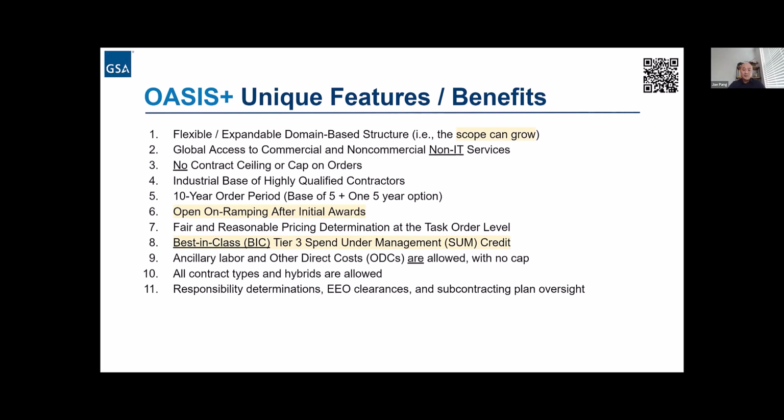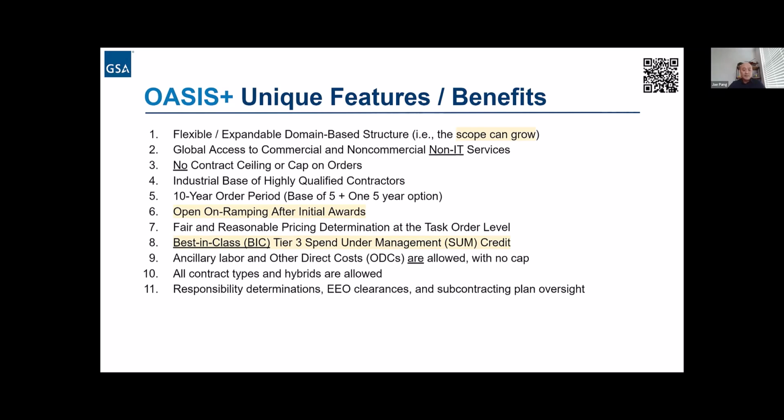One thing that is unique about OASIS Plus is there will be open on-ramping after we finalize the initial awards. So once we completed phase 1 for the initial 8 domains, we will reopen the solicitation and allow for continuous on-ramping after that. The issue was raised by our industry partners as well as our agency partners as being problematic for the OASIS program. So we designed OASIS Plus to address this concern.